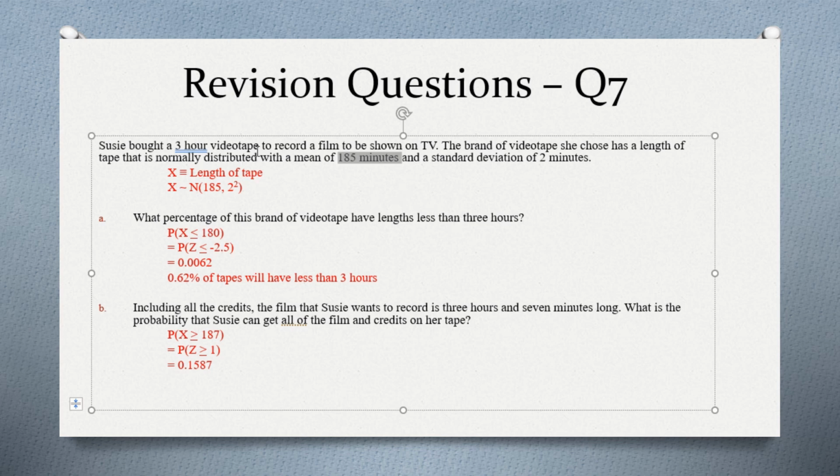But this is normal distribution. It becomes lesser or equal to 180. Then you change it to z-score. This is your probability times 100. It's your percentage.